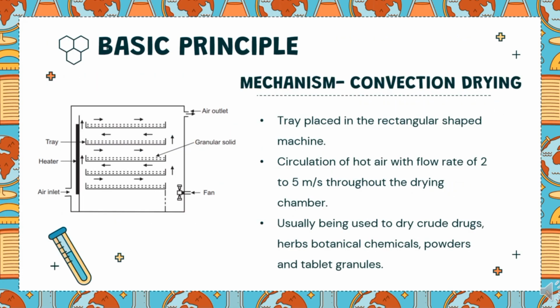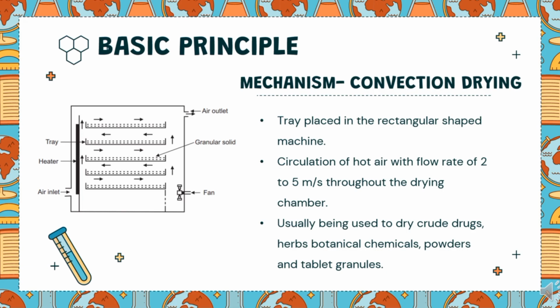So, as for the basic principle of tray drying, the mechanism is based on convection drying, in which the tray is placed in a rectangular shaped machine with the help of circulation of hot air with a flow rate of 2 to 5 meters per second throughout the drying chamber. The tray dryer is widely used in the pharmaceutical industry. It is usually used to dry fruit drops, herbs, botanical chemicals, powders, and tablet granules.